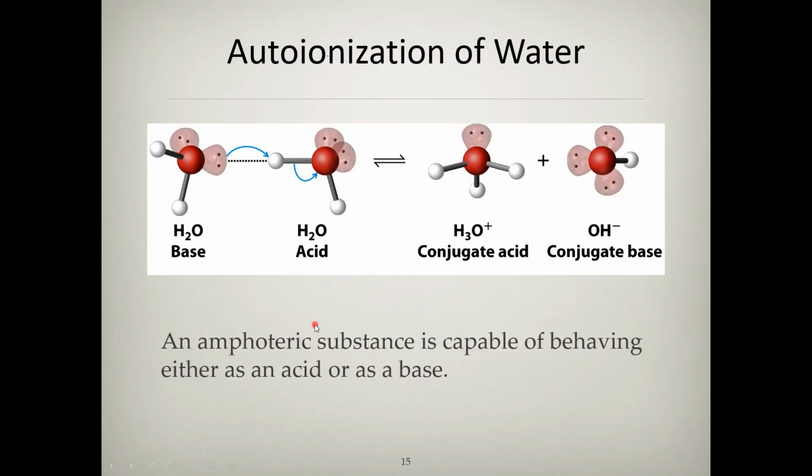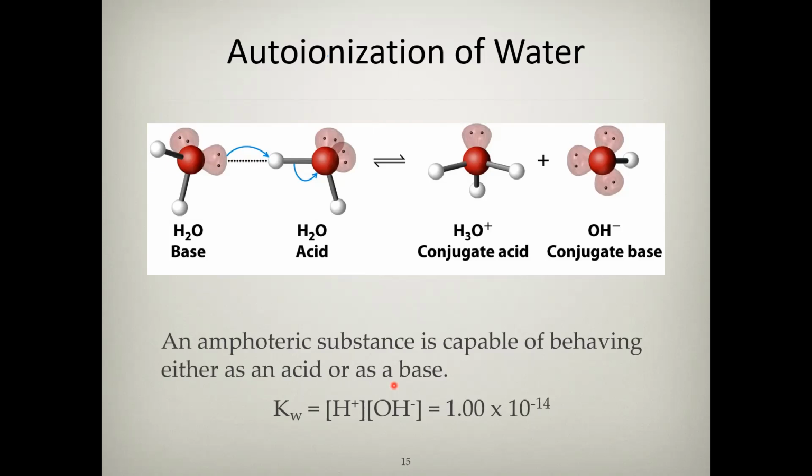And then amphiprotic is a substance that can donate or accept a proton. Amphoteric is going to be a substance that's capable of acting as an acid or a base. So amphoteric is more of a general term. But the self-ionization of water is actually going to be at equilibrium, or create an equilibrium.